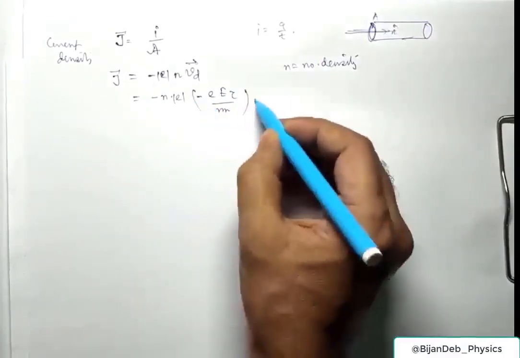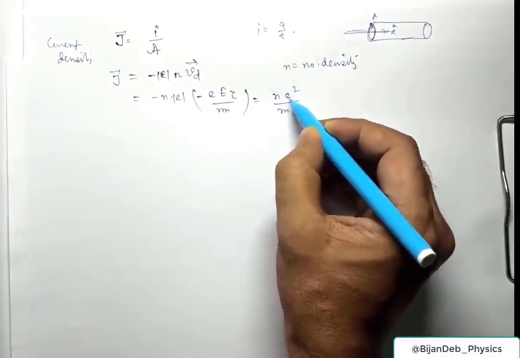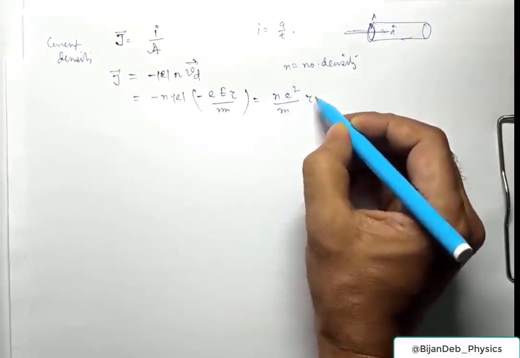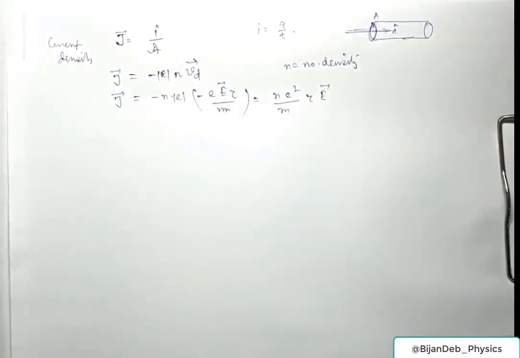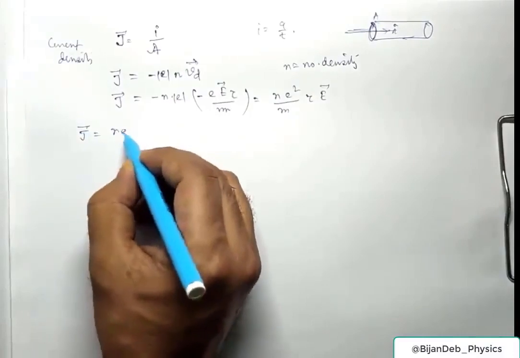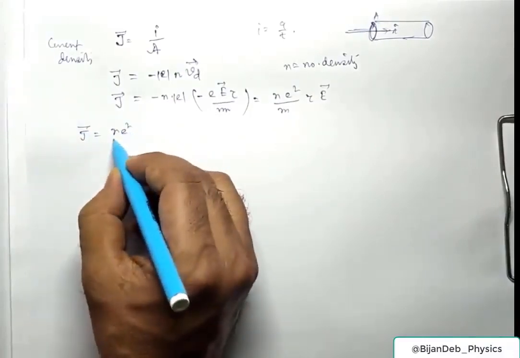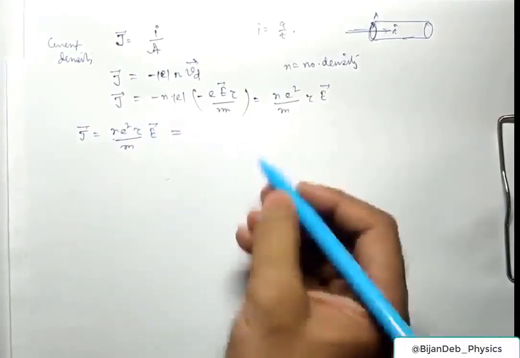So this will multiply. What will we get? We will get n e square by m, tau into electric field. Now we simplify this. This will be n e square tau by m, times E. This is one of the relations. Now we will subsequently modify.